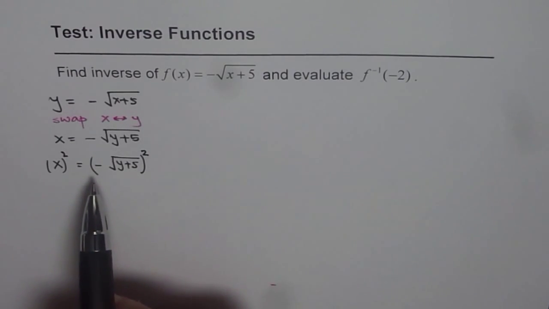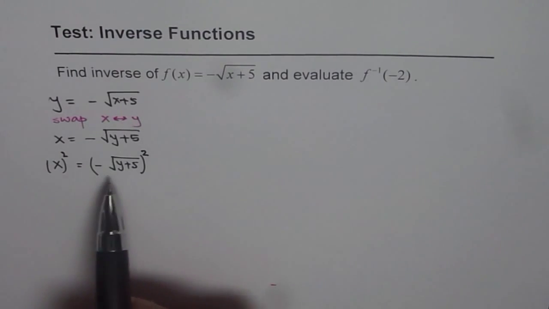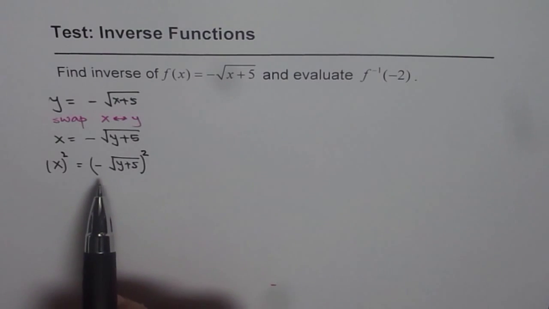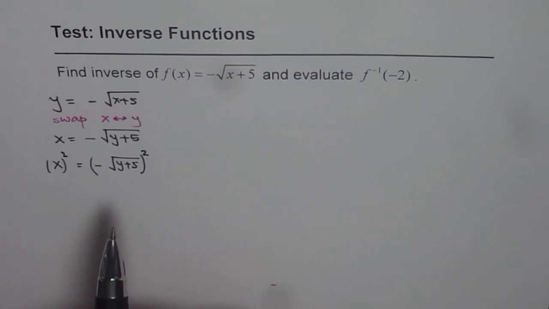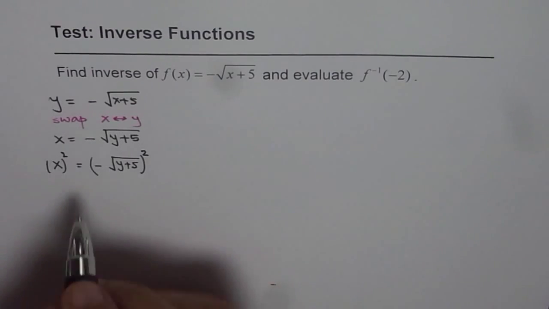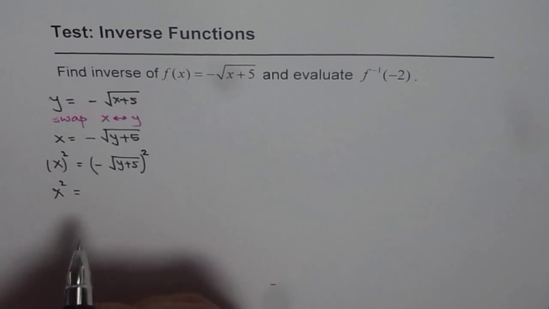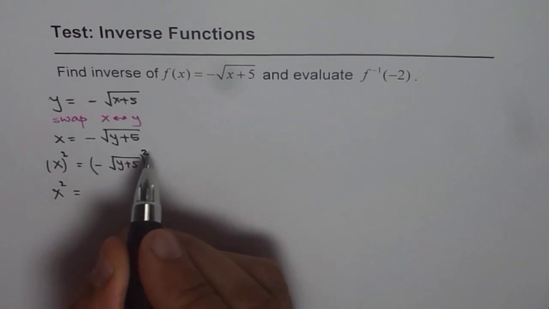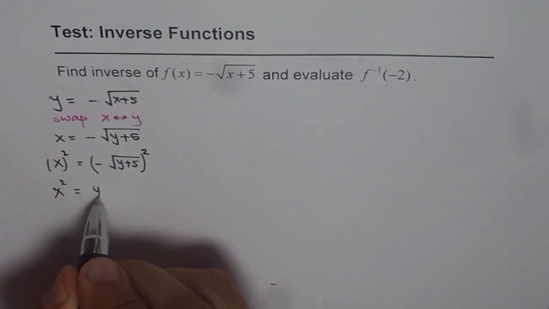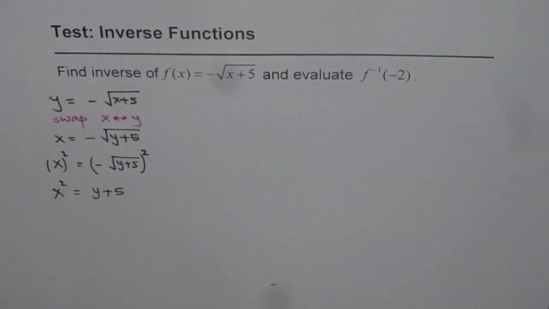Whenever you are solving a radical equation, there is always a possibility of error. You're well aware of that. So you have to be careful, and we have to be careful about how to avoid this error, and that is the main objective of this video. At this stage I'll just move on and say x square equals the square of a negative thing is positive, and the square of a square root is just y plus 5, is what I get.